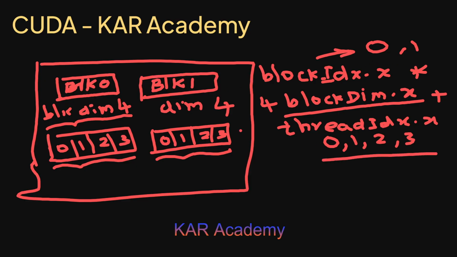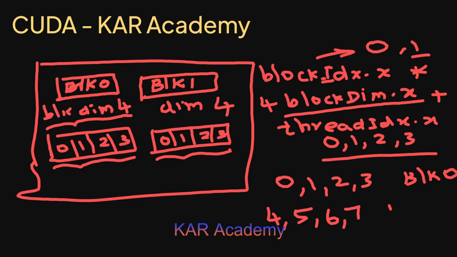Then you have 4 threads in block 1. So now block index dot x is 1 for the threads under block 1. So 1 times 4 is 4, 4 plus 0 is 4. Then the next thread, which is basically 1 times 4 plus 1, which is 5. Then here 6, 7. Okay, so you get basically 0, 1, 2, 3 in block 0 and 4, 5, 6 and 7 for block 1. Okay, so that is what we have seen in the program.